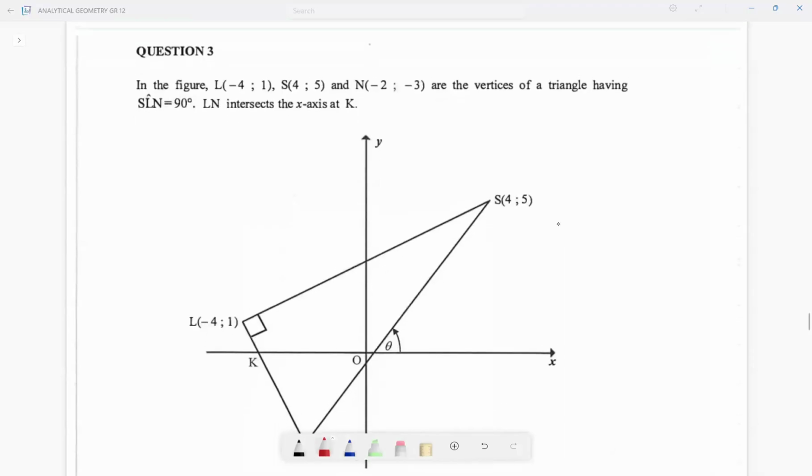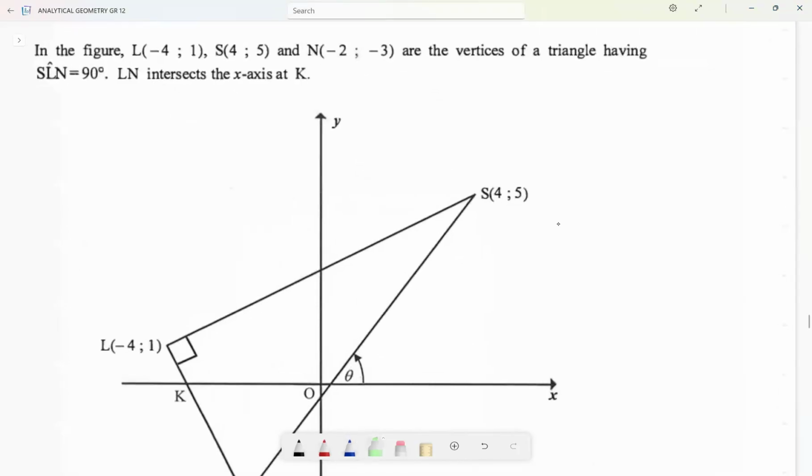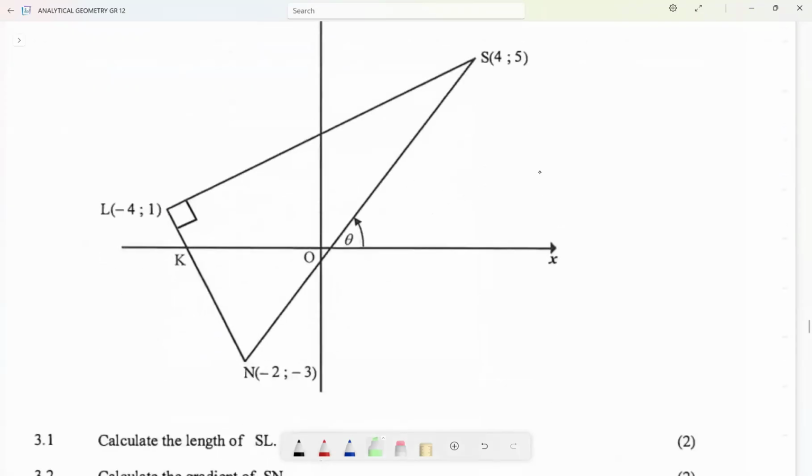So let's look at question 3, which is the analytical geometry question for the November 2023 question paper. In the figure, L, S, and N are the vertices of a triangle having angle SLN as 90 degrees. LN intersects the x-axis at K.